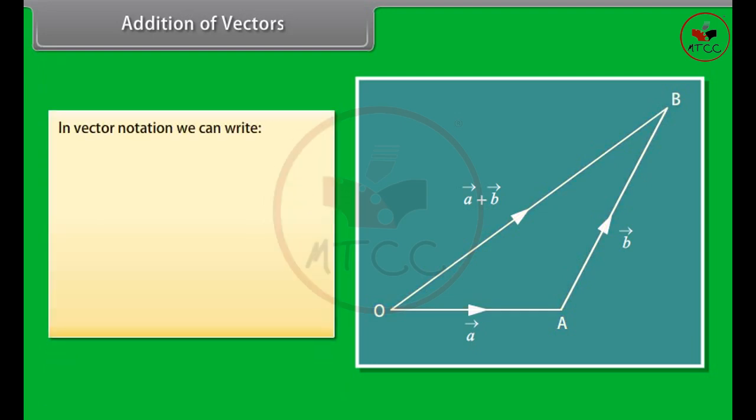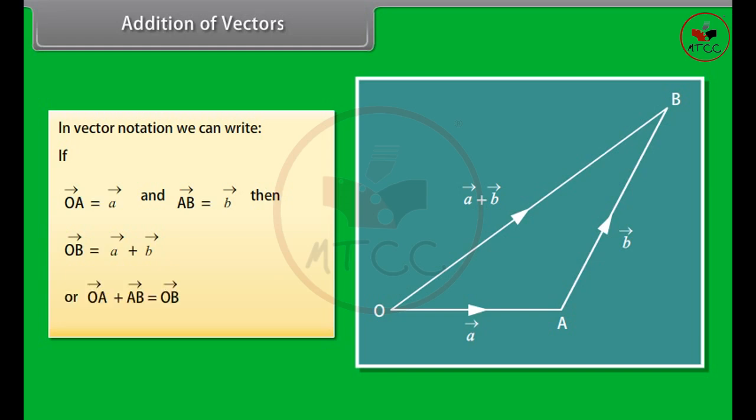In vector notation, we can write, if vector OA equals vector A and vector AB equals vector B, then vector OB equals vector A plus vector B, or vector OA plus vector AB equals vector OB.